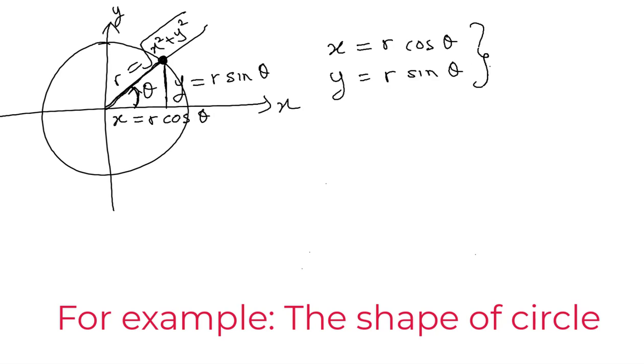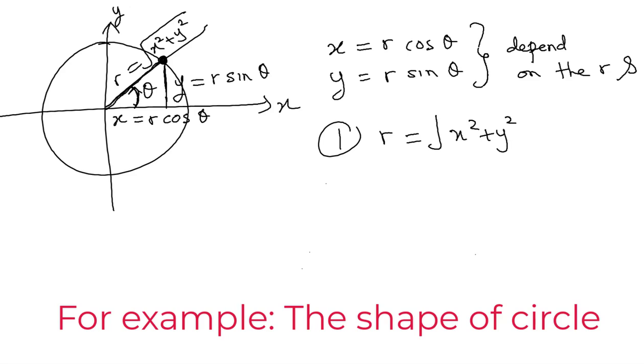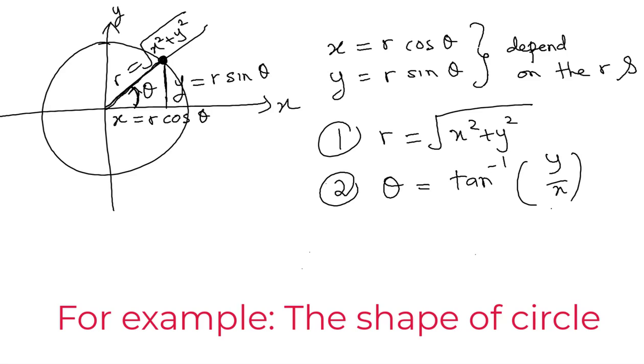So these two functions depend on r and theta. The benefit of this parametric equation is you can get r, which is the square root of x squared plus y squared, and also get theta, which is tangent inverse of y over x. So this is why we use parametric equations. You want to know about the radius, you want to know about theta, and so on.